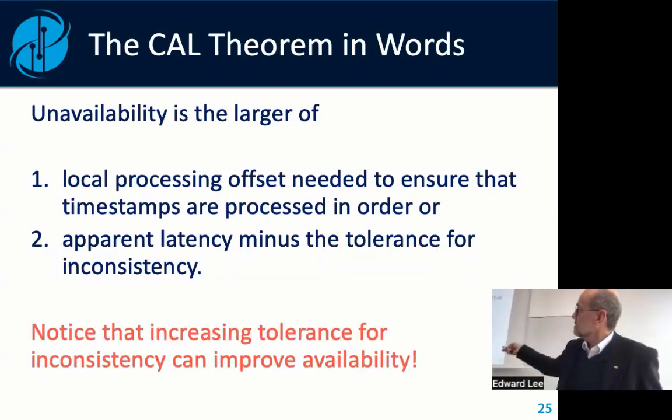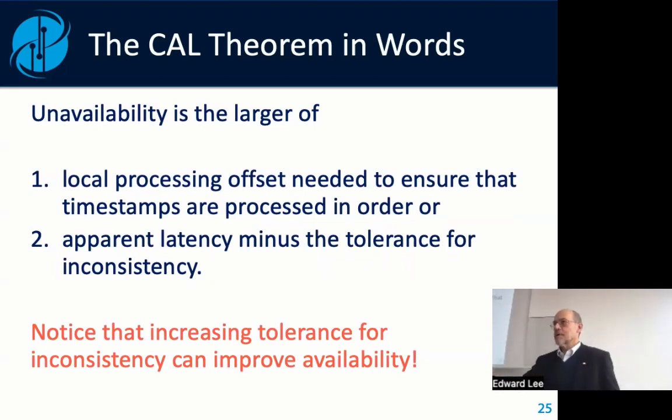So notice that because this tolerance for inconsistency is subtracted out, if you are willing to tolerate more inconsistency, you can improve availability. That's a key part of this message, right?